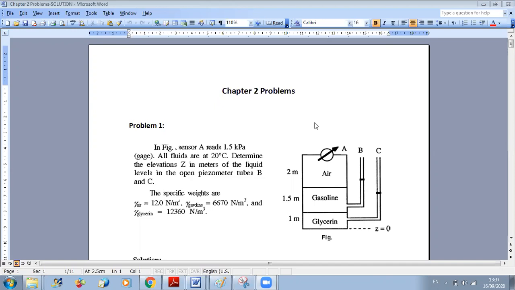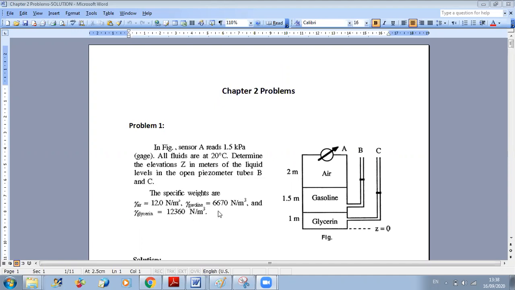We will solve problems today on chapter 2. In problem 1, we have a sensor at A that reads 1.5 kilopascal gauge. All fluids are at 20 degrees. In general, they gave us the temperature in order to determine the specific weight, okay? So we need a table for this. If we don't have a table, they will give us the specific weight. So here they gave us gamma of air, gasoline, glycerin, okay?